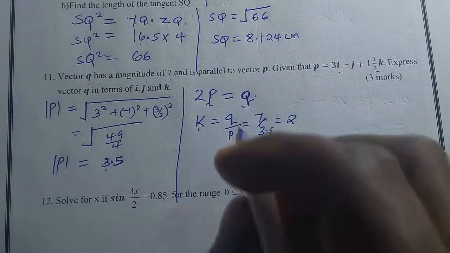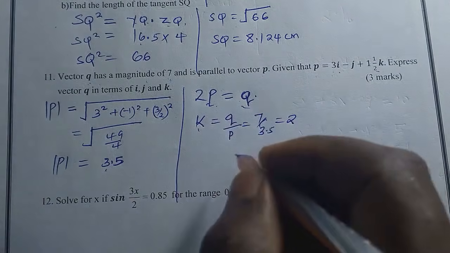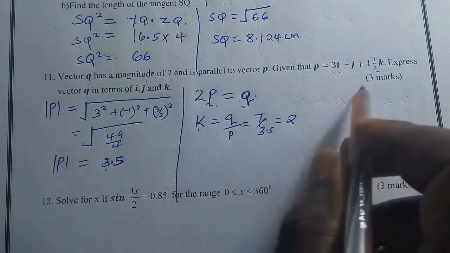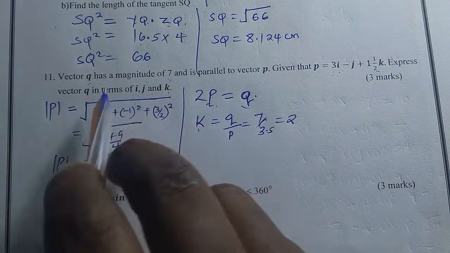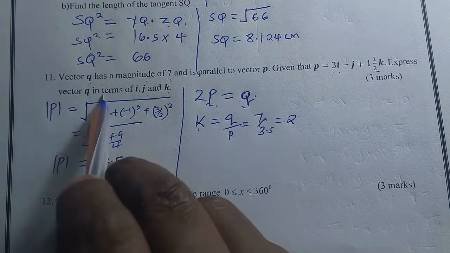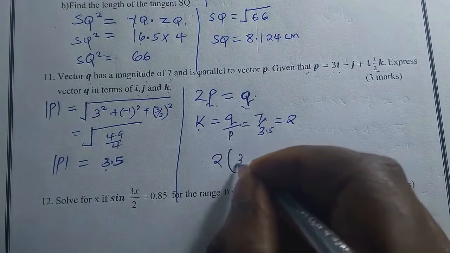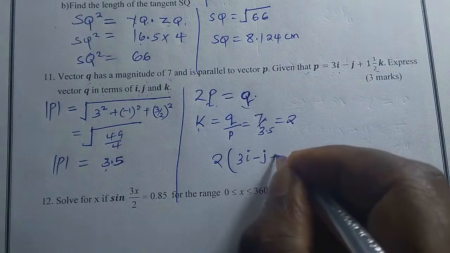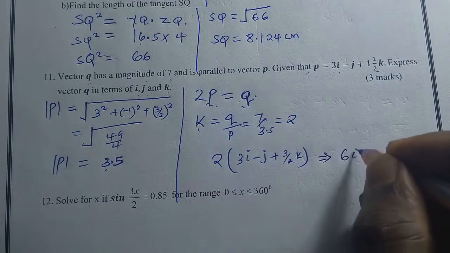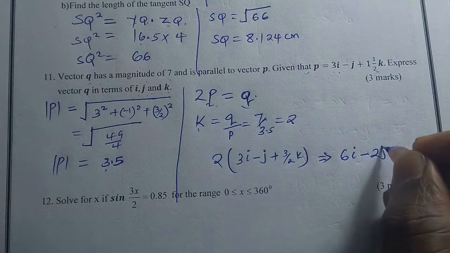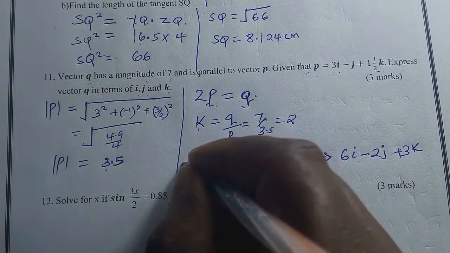So we were asked to express Q in terms of i, j, k. And we see that Q is twice P. So that is 2 into 3i minus j plus 3 over 2 k. And that is 6i minus 2j plus 3k. And that is vector Q.